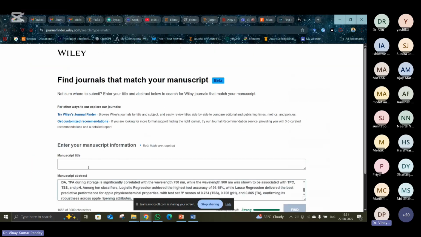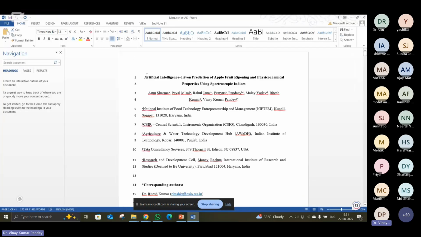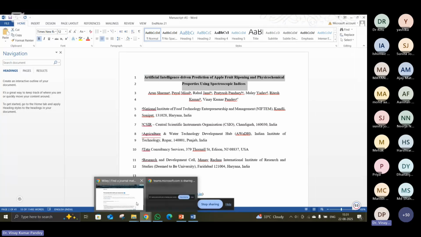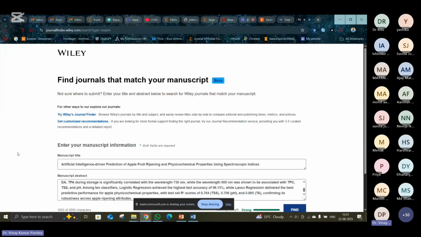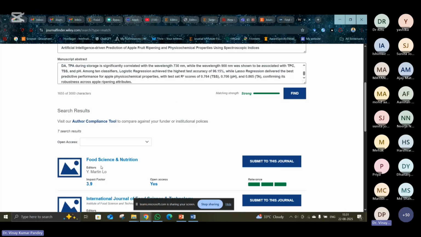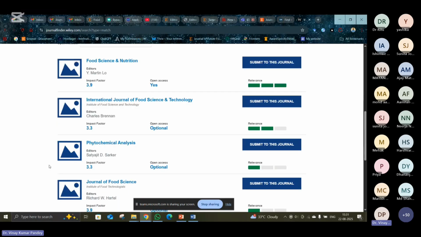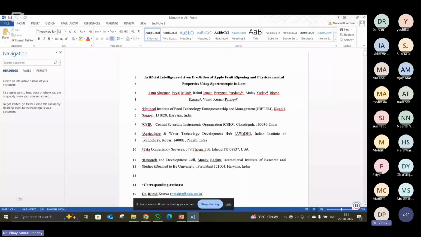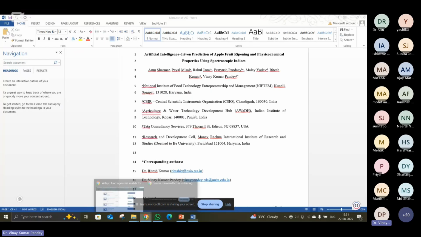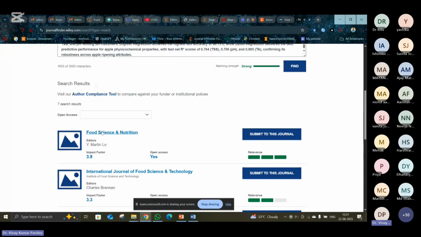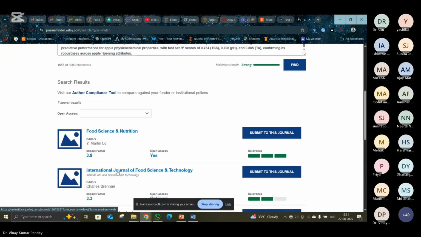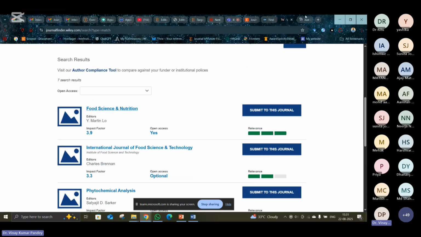Wiley actually requires your title and your abstract as well. So I just paste my abstract and I'll copy my title from here and paste it over there. Click on find. See, Wiley has also suggested me some journals, right? So on average, what I have observed is that this paper is of a quality where it can go to a journal of 3 to 4 maximum, right? This is what I have observed. Now what I'll do is I'll go on the websites of each journal, right? Suppose I have clicked on this.